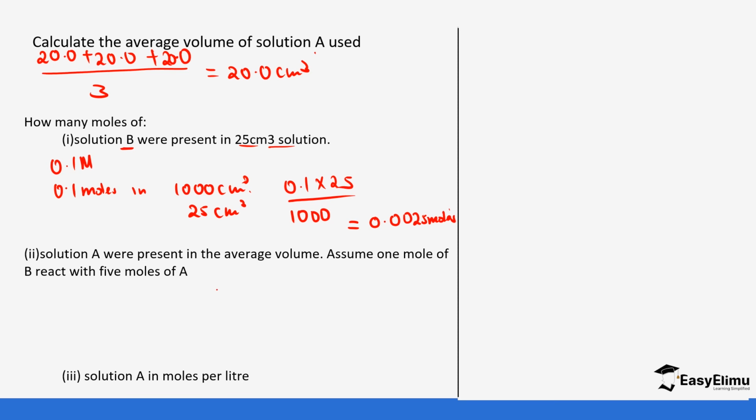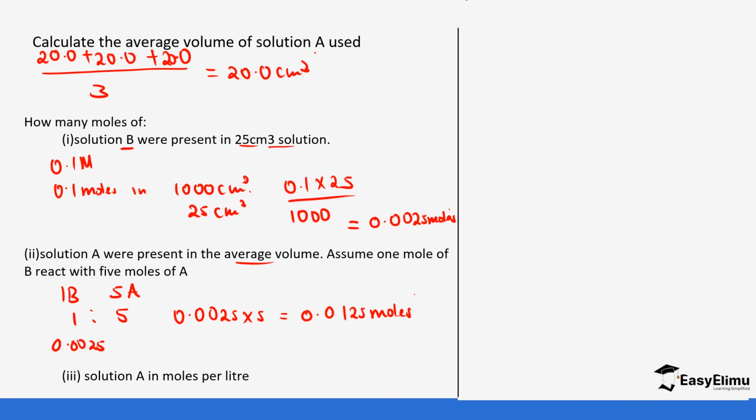Next, you're calculating the moles of solution A present in the average volume, assuming 1 mole of B reacts with 5 moles of A. So 1 mole of B reacts with 5 moles of A, so the mole ratio of B to A is 1:5. We already have the moles of B, which is 0.0025 moles. To get the moles of A, we say 0.0025 times 5, which gives us 0.0125 moles.